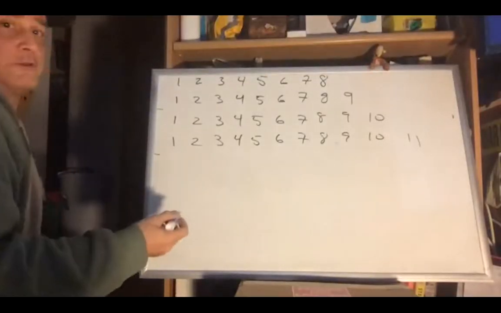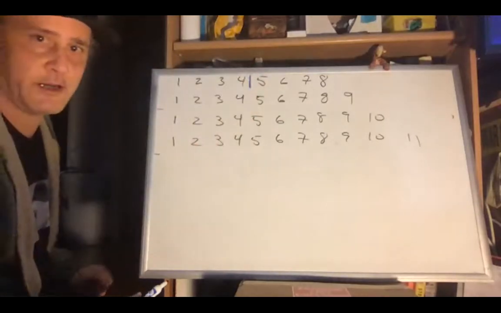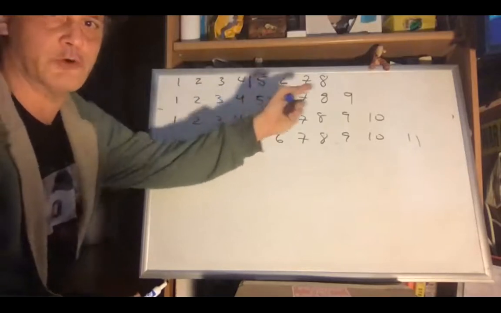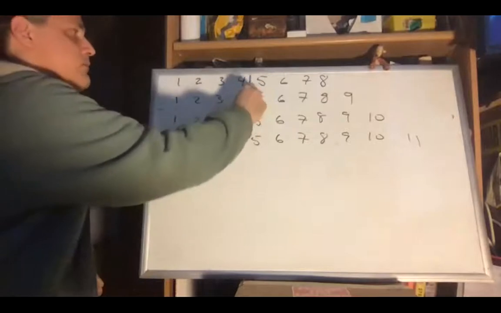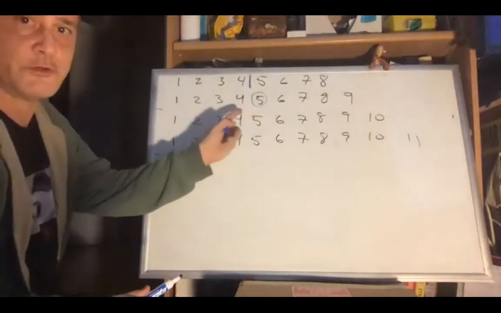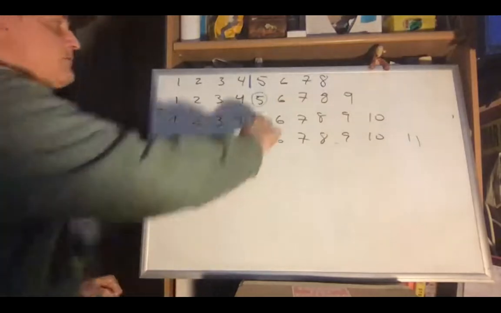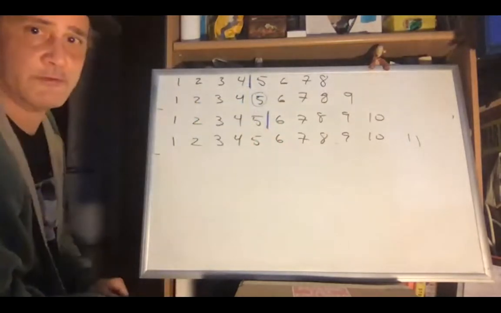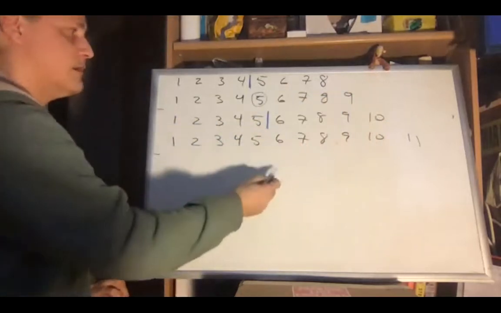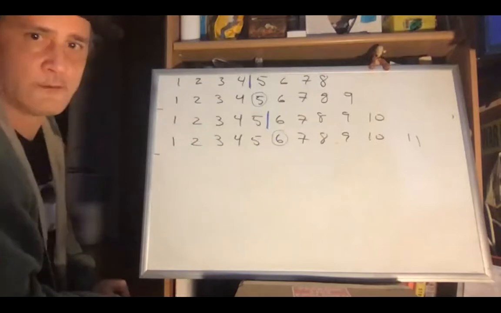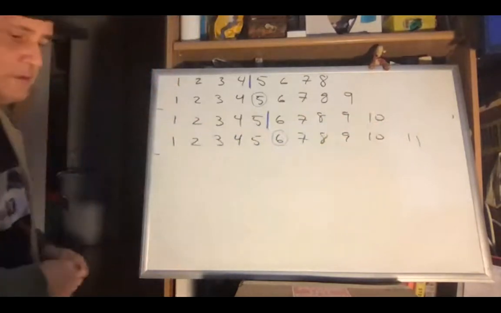So for the 8 numbers, the median would be in between the 4 and the 5. And notice you got 4 numbers below, 4 numbers above. For the 9 numbers, the median would be 5. Notice you got 4 numbers below, 4 numbers above. 10 numbers, the median would be between the 5 and the 6. Notice you got 5 below, 5 above. And for 11 numbers, notice that the median would have to be 6, 5 numbers above, 5 numbers below.